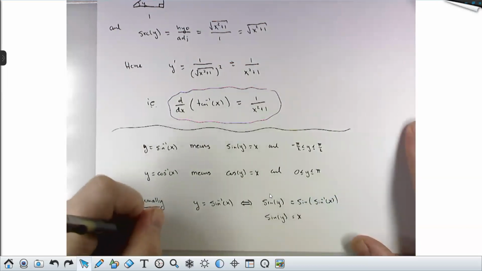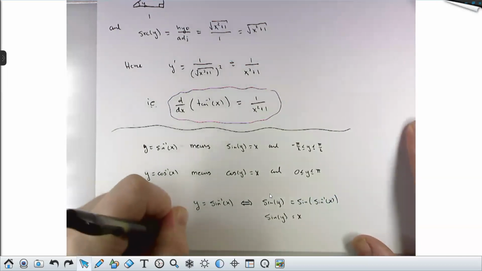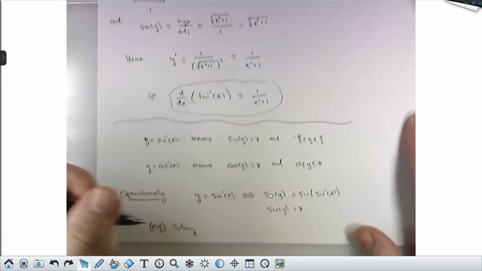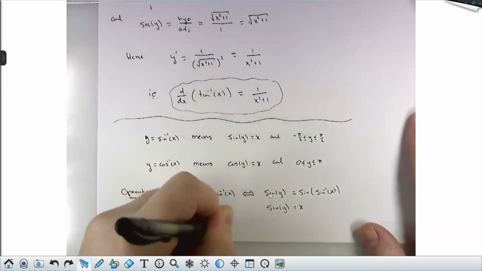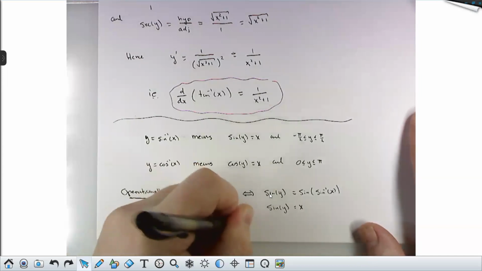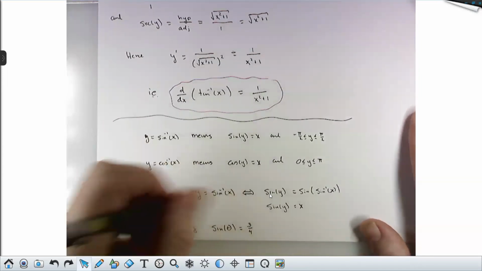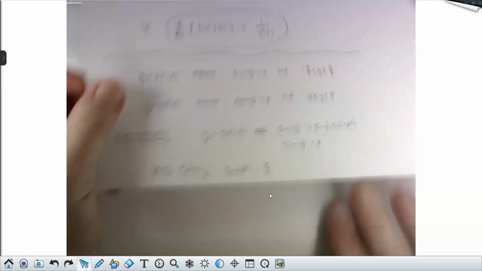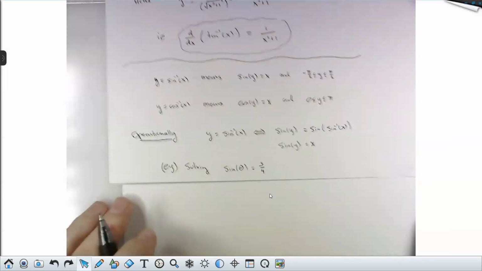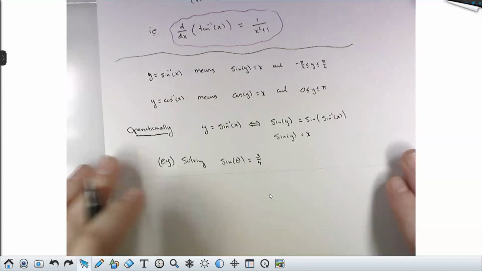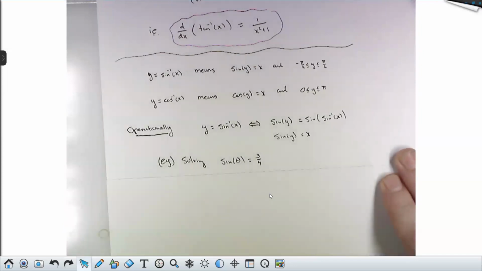So for example, solving, I don't know, sine theta equals 3/4, we would say, okay, sine theta equals 3/4.